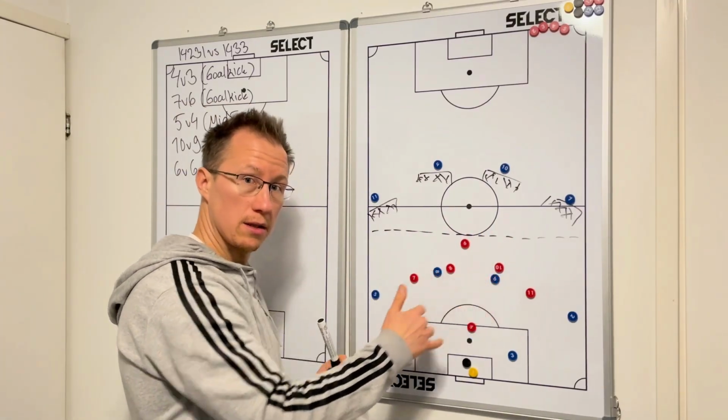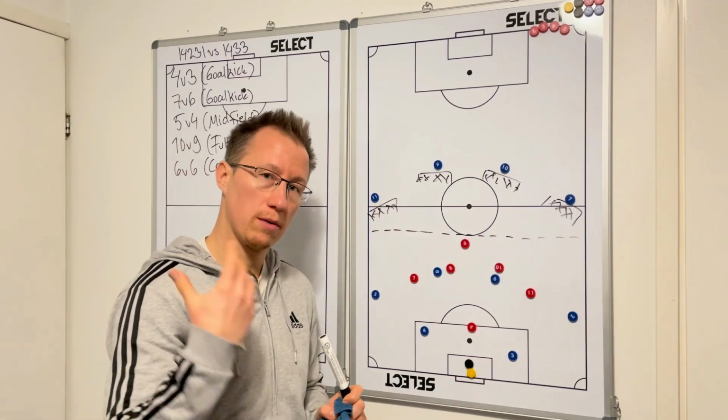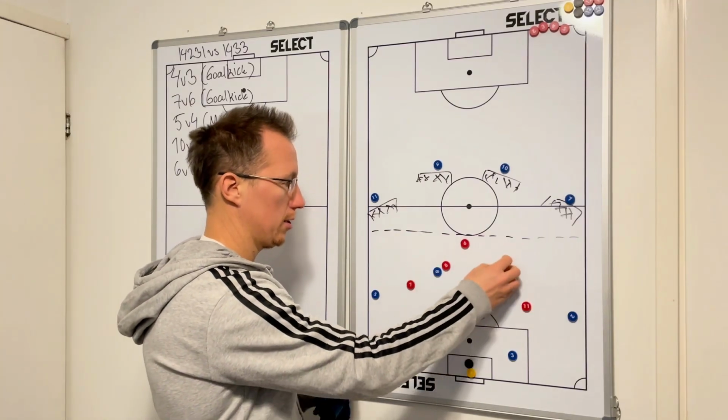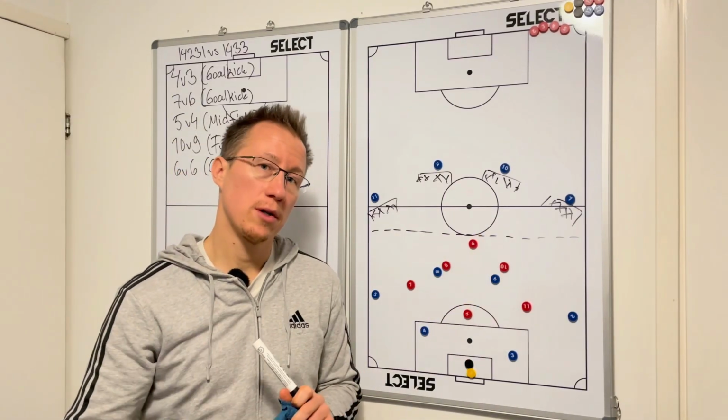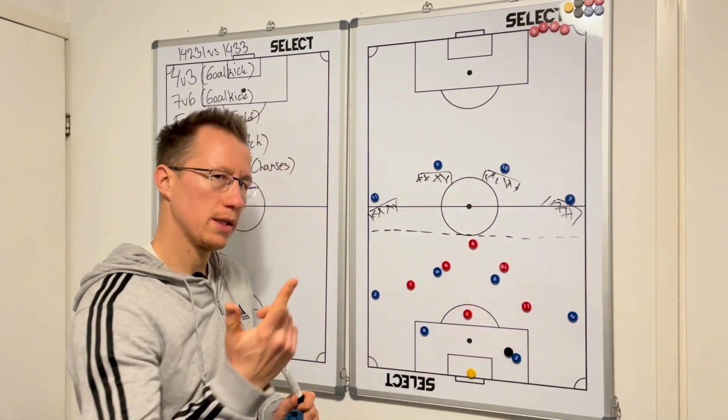6 against 6 outfield, but as you have your goalkeeper who is very good playing with their feet, it's 7 against 6 from the goal kick. Again, similar switching play strategies. You can always play a longer ball, and this is important.